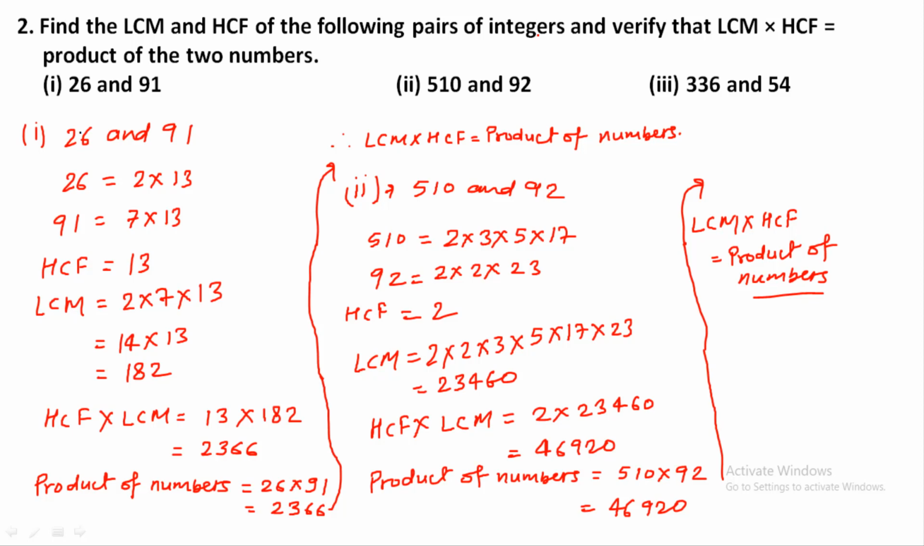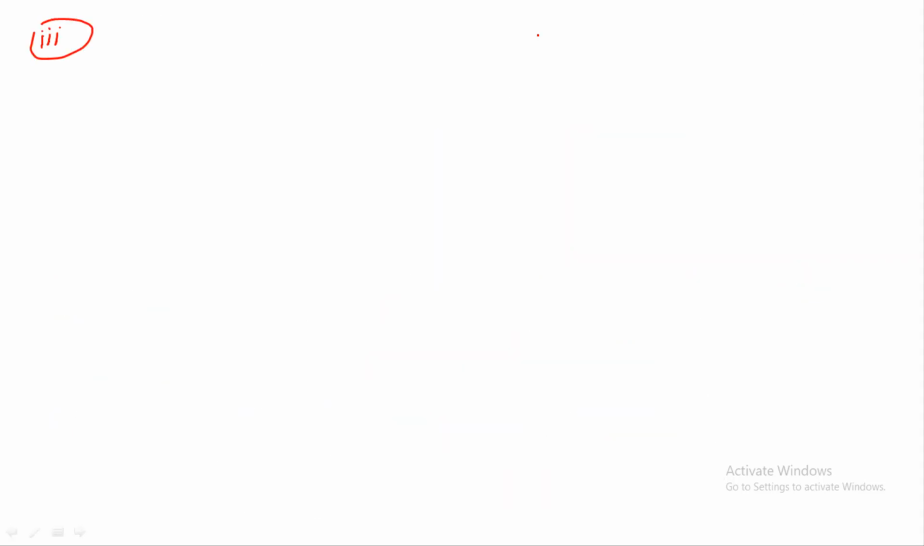Clear? Now, third is 336 and 54. So first we do the prime factorization of 336. So 336 का जब हम prime factors करेंगे तो then we get 2 into 2 into 2 into 2 into 3 into 7. It means that we get here 2 is raised to 4 into 3 into 7.